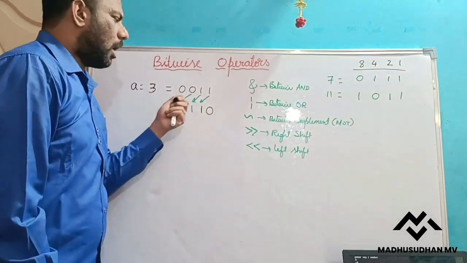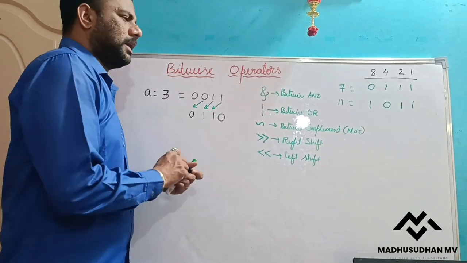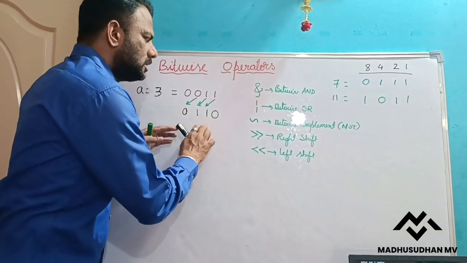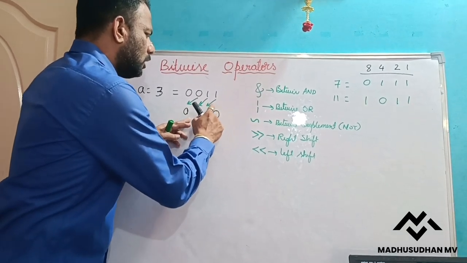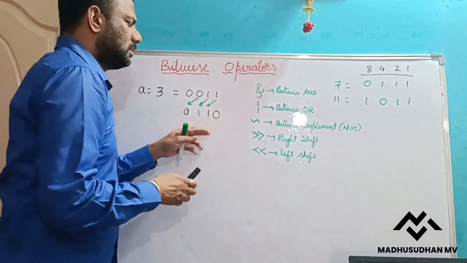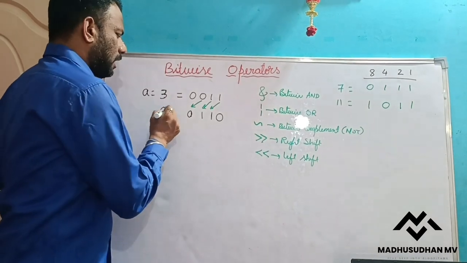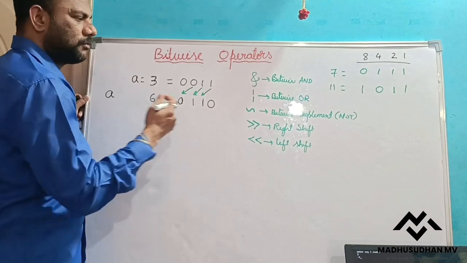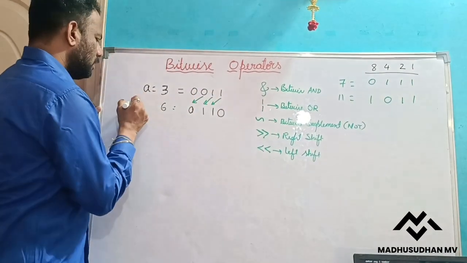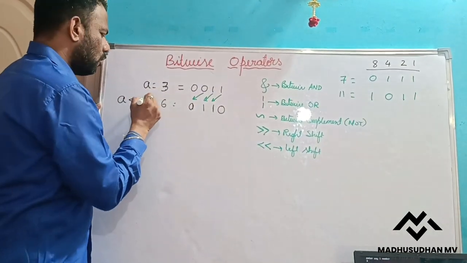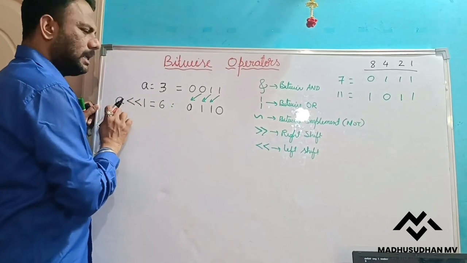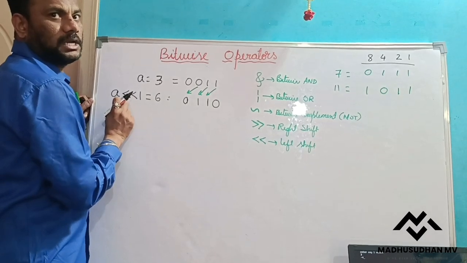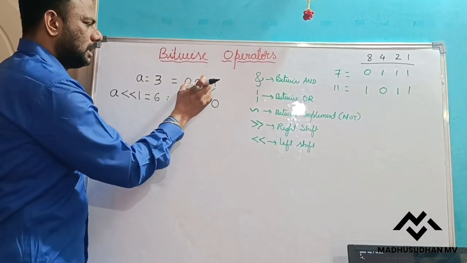After that, I shifted how many times? One time. Before shifting, what is the value? 3. Now this is equal to 2, 4, 6, so this is equal to 6. That is after shifting one time. Where I shifted? Towards its left. So a left shift 1. The meaning is this: a is left shifted one time, and the value of 3 becomes 6.